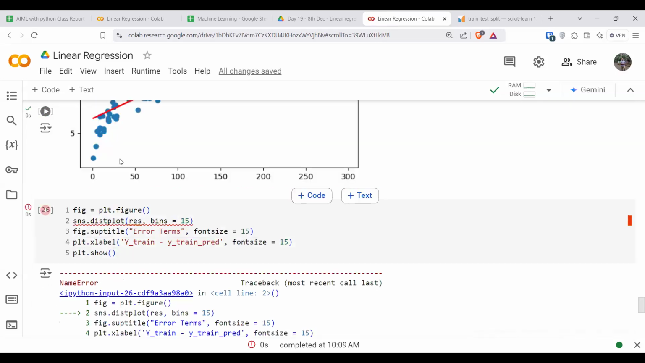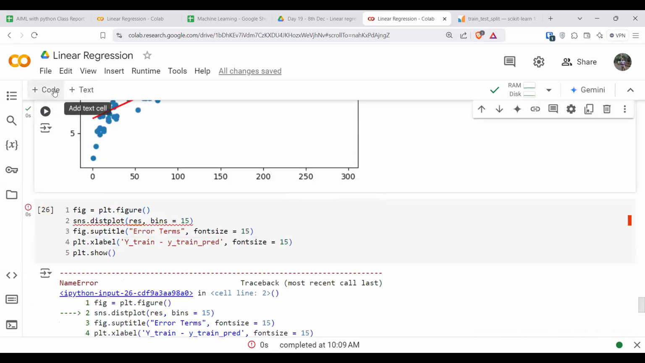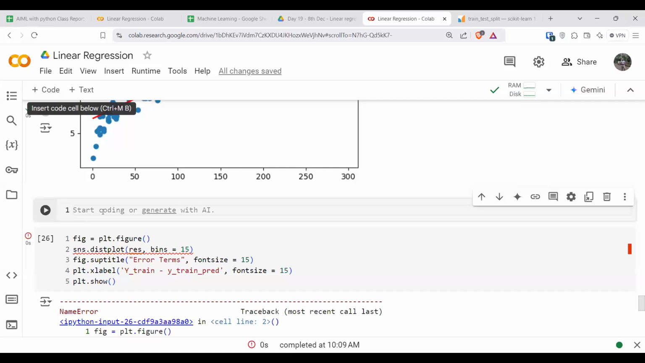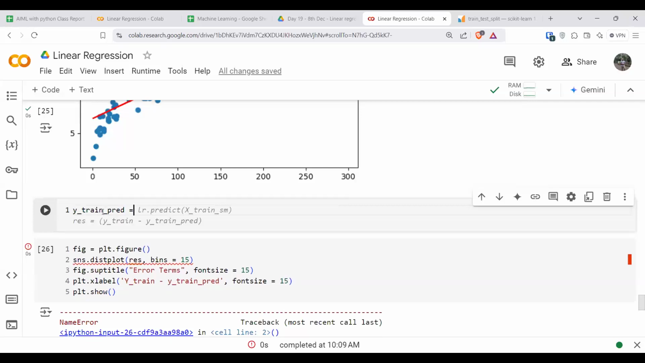Residual is not defined. Okay, we need to define this. We'll write y_train_pred equals lr.predict(X_train). Then residual is equal to the difference between y_train and y_pred.